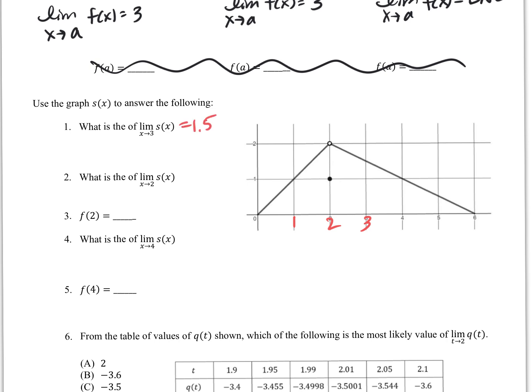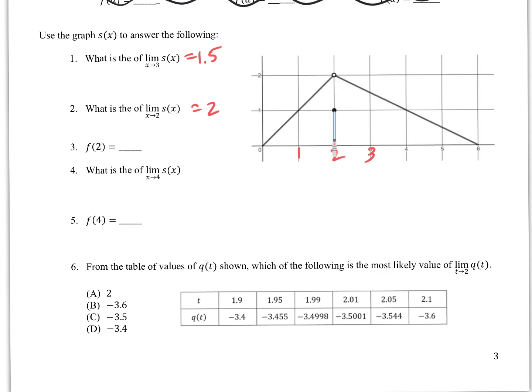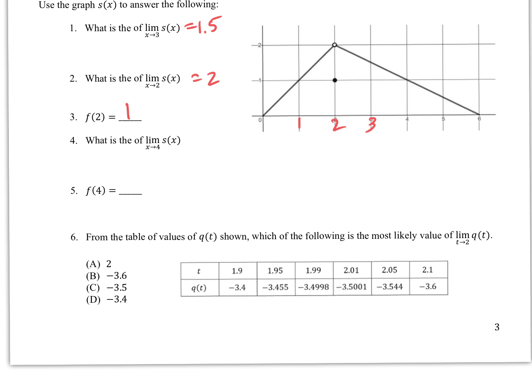Okay, what about the limit as x approaches 2? As x approaches 2, do my fingers come together? Yeah, at what y value? 2. This one happens to be 2. But then look beneath it. What is f of 2? F of 2 is what is your x, y value when x is 2? That's the point. 1. How about at 4? The limit as x approaches 4. Also 1. What is f of 4?